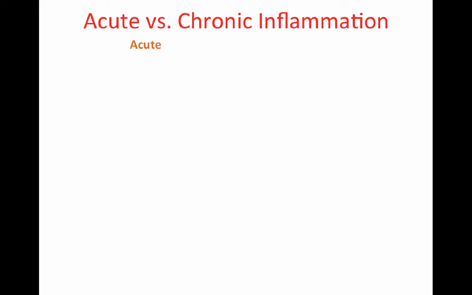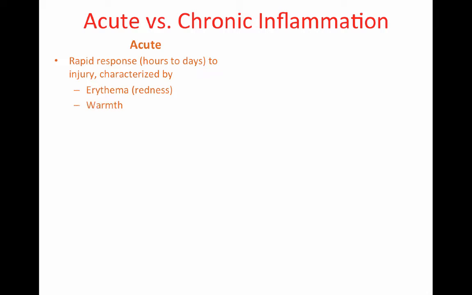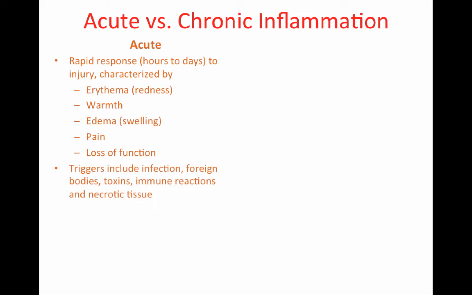Acute inflammation is a rapid response lasting hours to days to injury, characterized by erythema or redness, warmth, edema or swelling, pain, and loss of function. Triggers include infection, foreign bodies, toxins, immune reactions, and necrotic tissue.